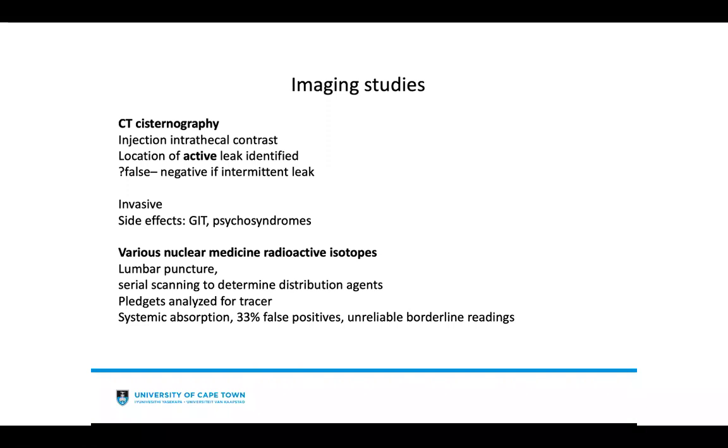And then the last imaging modality that the literature describes is you can have different kinds of nuclear medicine radioactive isotopes. They are administered by lumbar puncture, and then they do serial scanning. They also describe cutting little pledgets into different shapes and placing them in different areas. And then these pledgets are analyzed to see if this radioactive nucleotide tracer has marked that specific pledget. And you're supposed to remember the kind of shape that you cut the pledget in so that you know where it came from. But with these isotopes, there is systemic absorption. 33% false positives and kind of unreliable borderline readings, so maybe not as good.